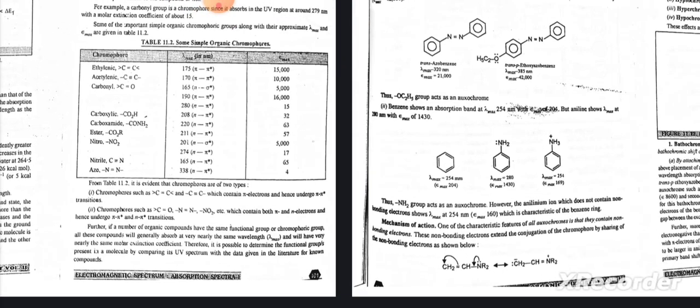Some of the important simple organic chromophoric groups, along with their approximate lambda max and epsilon max, are given in the table. Chromophores such as C double bond C and C triple bond C contain pi electrons and hence undergo pi to pi star transitions. Chromophores such as C double bond O and N double bond O, etc., which contain both pi and n electrons, undergo pi to pi star and n to pi star transitions. Further, if a number of organic compounds have the same functional group or chromophoric group, all these compounds will generally absorb at very nearly the same wavelength lambda max and will have very nearly the same molar extinction coefficient. Therefore, it is possible to determine the functional groups present in a molecule by comparing its UV spectrum with the data given in the literature for known compounds.